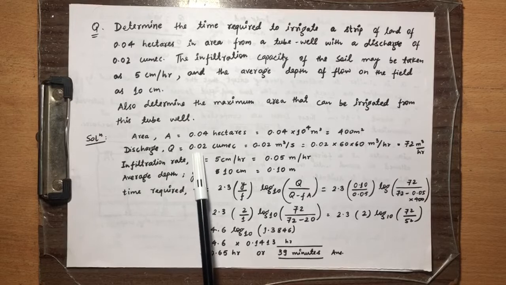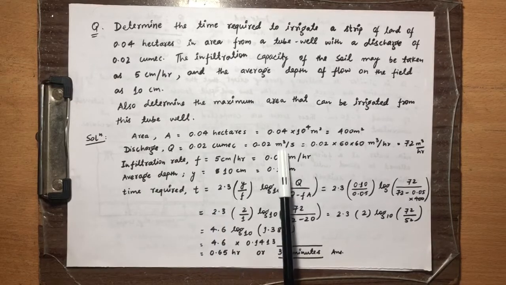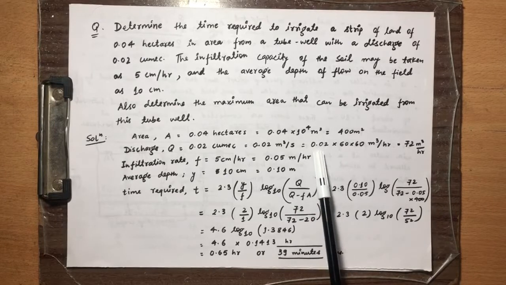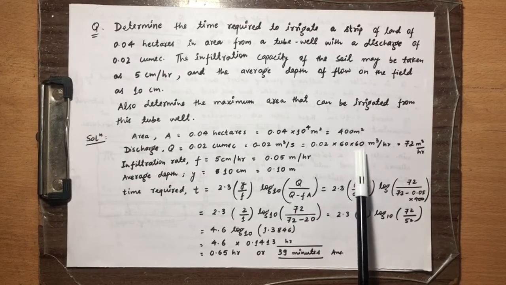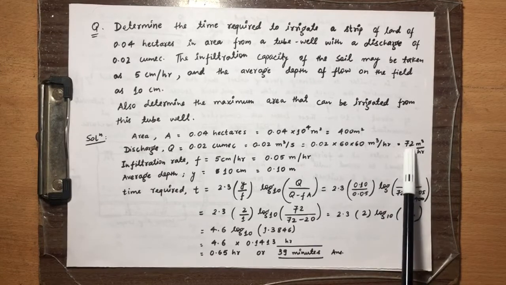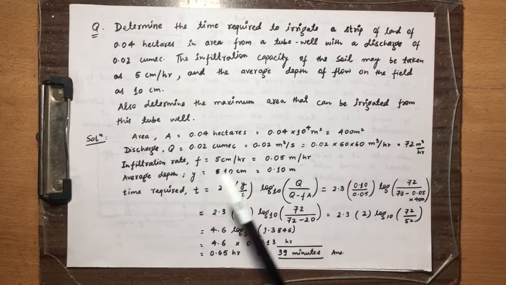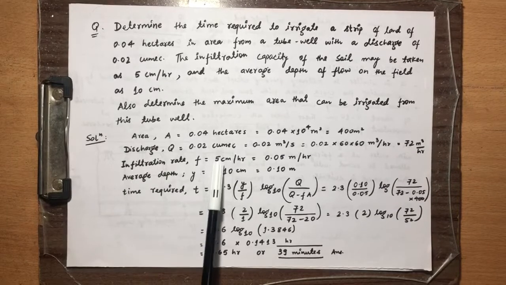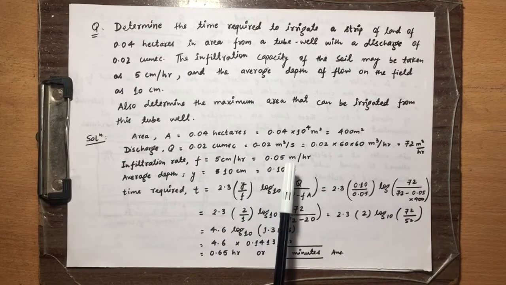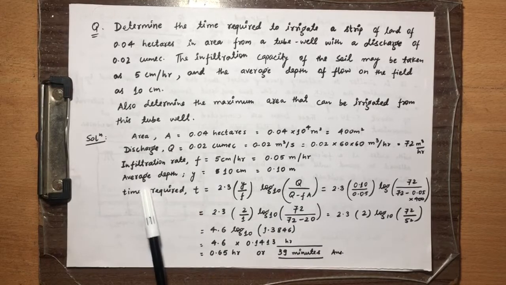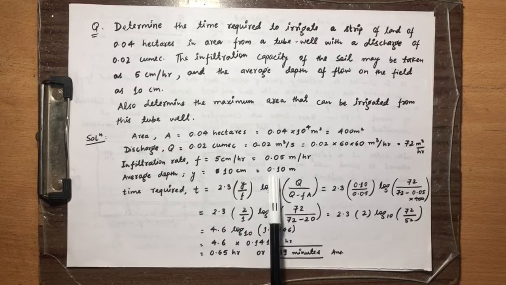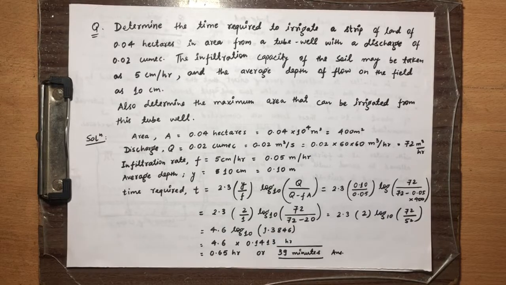Discharge is 0.02 cubic, meaning meter cube per second. So 0.02 into 60 into 60, as we are converting to 1 hour. So this is coming out to be 72 meter cube per hour. Infiltration rate is 5 centimeter per hour, so it will become 0.05 meter per hour. Average depth Y is given as 10 centimeter, which is 0.01 meter.